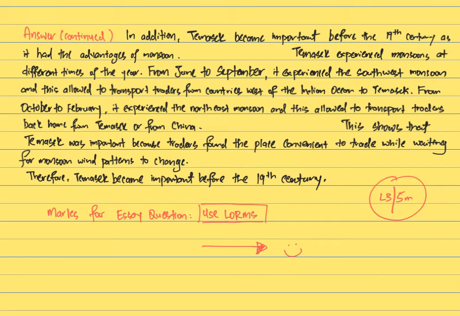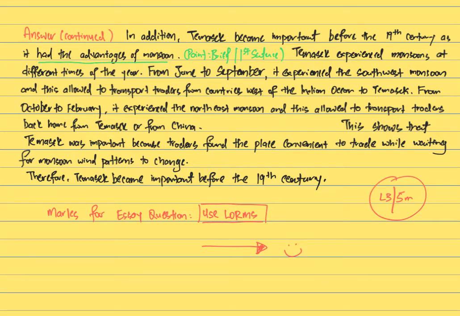So the answer doesn't stop there. You have to have two reasons. So we typically write the second reason in another paragraph. We can use a simple term called in addition. Temasek became important before the 19th century as it had advantages of the monsoon. So this part over here again is my point. Okay, a very brief point that I'm making, and again this is my first sentence of my answer.